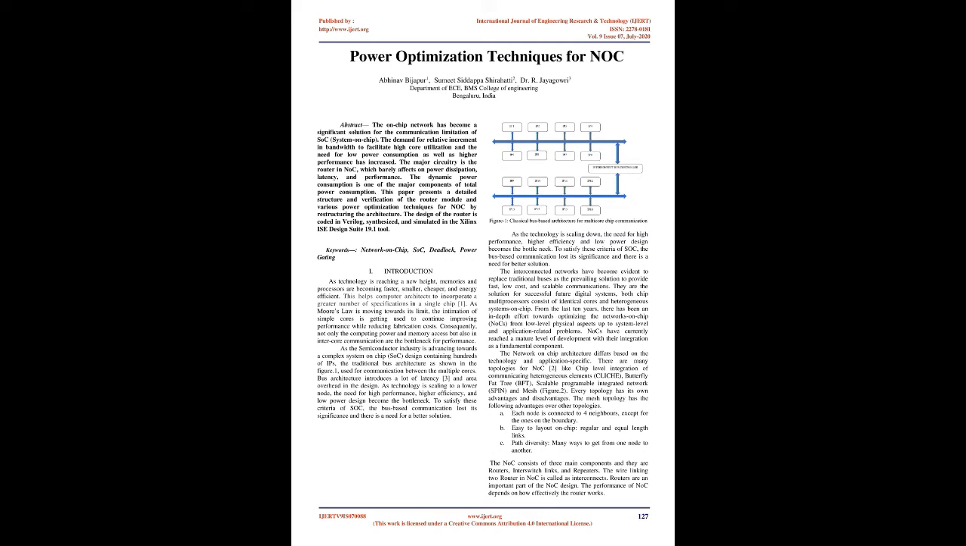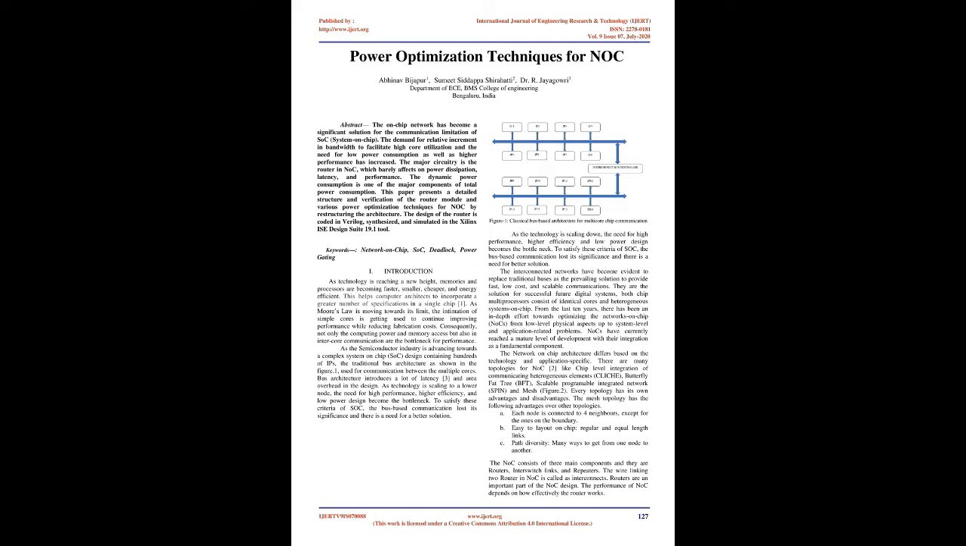The major circuitry is the router in NOC, which greatly affects power dissipation, latency, and performance. The dynamic power consumption is one of the major components of total power consumption. This paper presents a detailed structure and verification of the router module and various power optimization techniques for NOC by restructuring the architecture. The design of the router is coded in Verilog, synthesized, and simulated in the Xilinx ISE Design Suite 19.1 tool. Keywords: network on chip, SoC, deadlock, power gating.